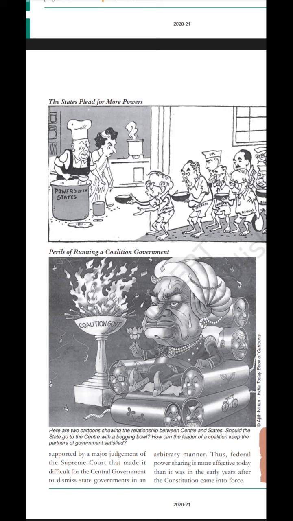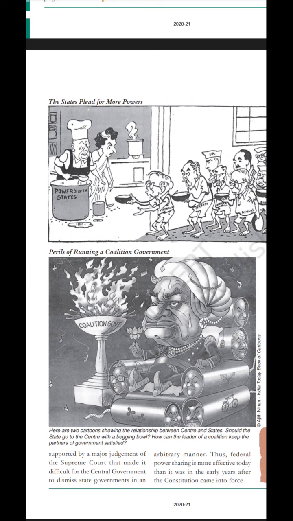Are you suggesting that regionalism is good for our democracy? Are you serious? The states played for more powers of the states.